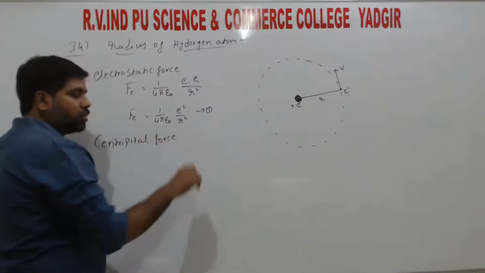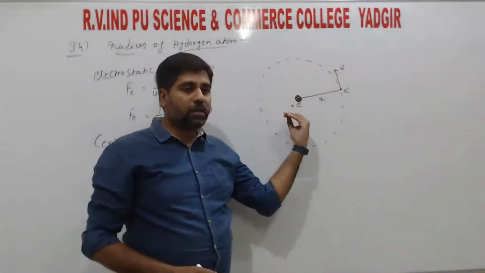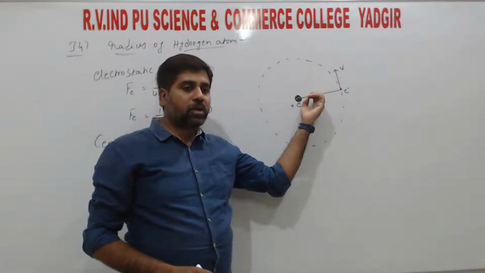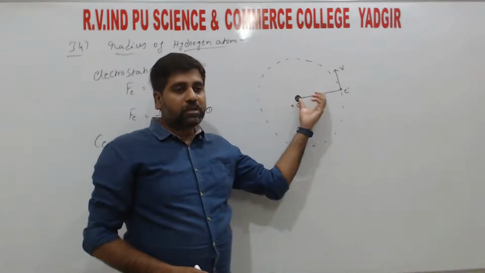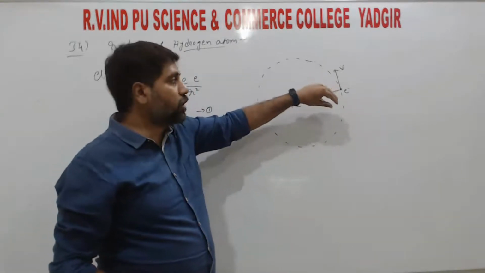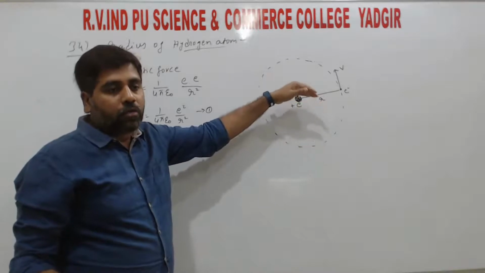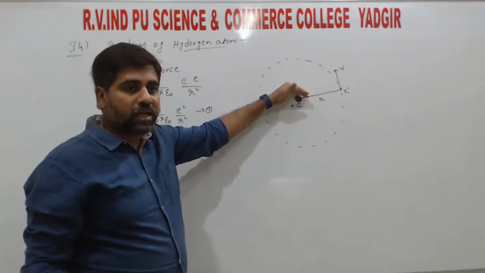So it is not only an electron; if any particle or object is revolving in a circular path, then there is a force responsible for the motion in the circular path, and that is the centripetal force. So the centripetal force is responsible for the particle to move in the circular path, right? And that force is always towards the center.